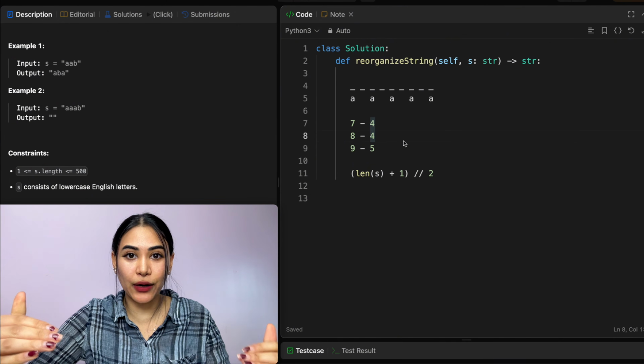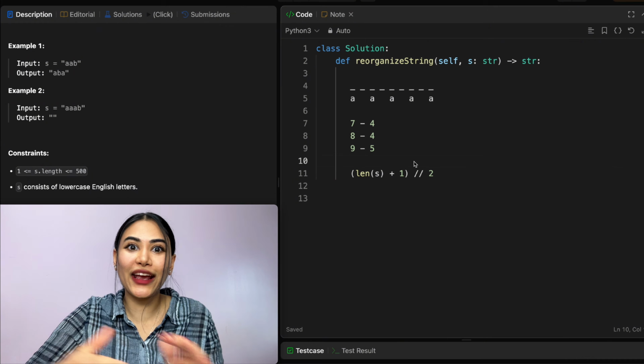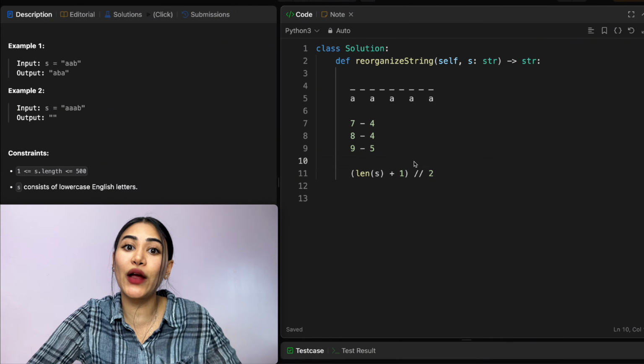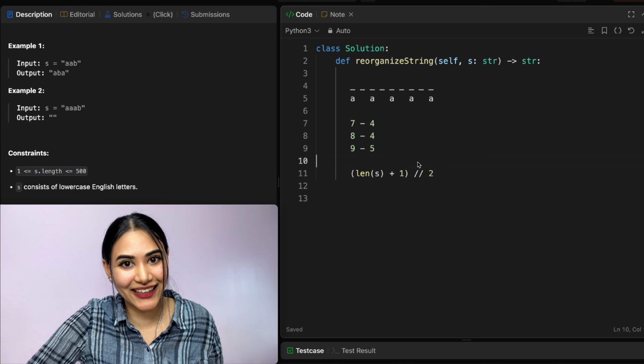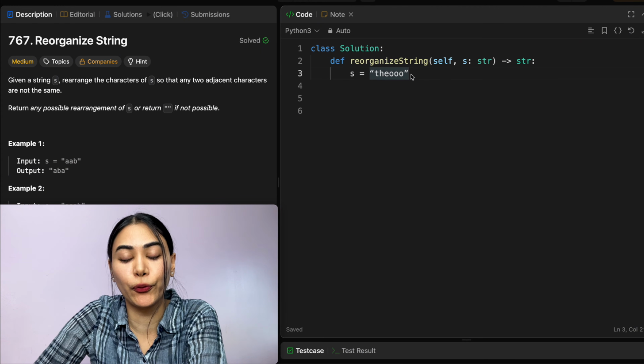So right away, this is a check that we can make to figure out whether or not we can actually make a valid string. Once we know a string can be arranged to be valid, how do we actually do that? Well, let's take a look at an example. For example, say we have the following input, THEOOO.